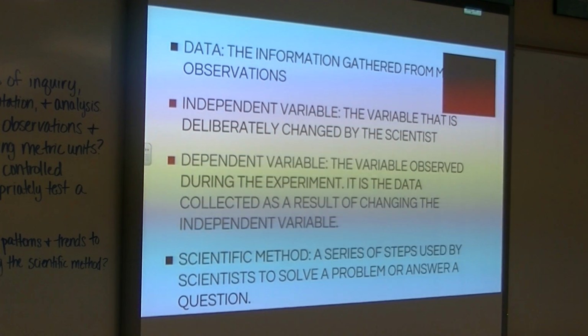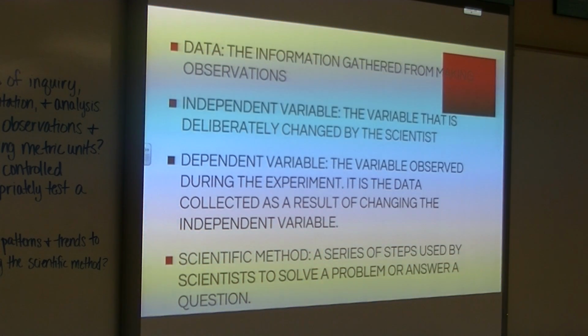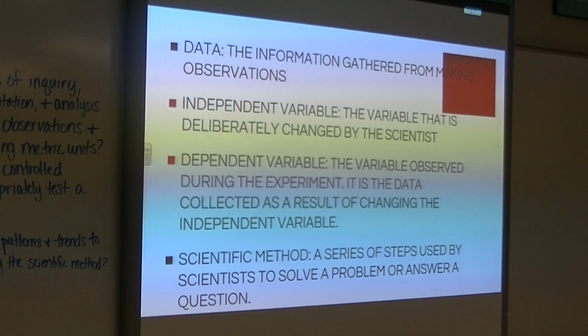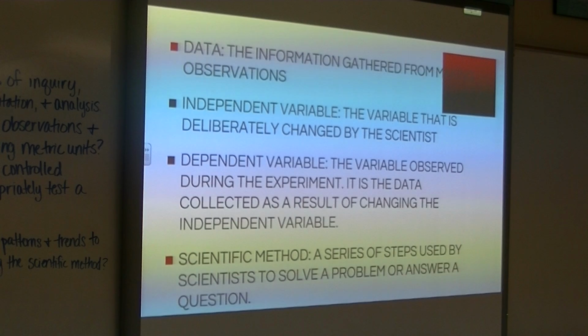So let's think about what the word dependent means. If you depend on something, you rely on it, right? So the dependent variable relies on the independent variable, okay? That's something you could write down. And you can do like IND for independent and DEP for dependent, so you don't write it all the way out. But the dependent variable relies on the independent variable. So we change the independent in order to see results from the dependent.